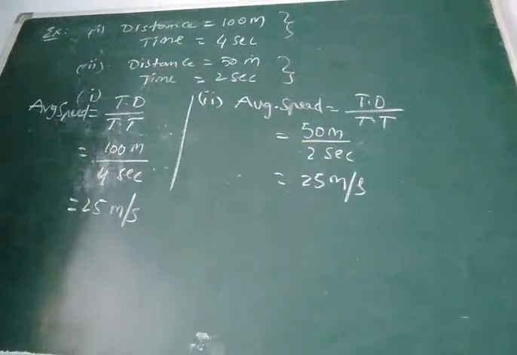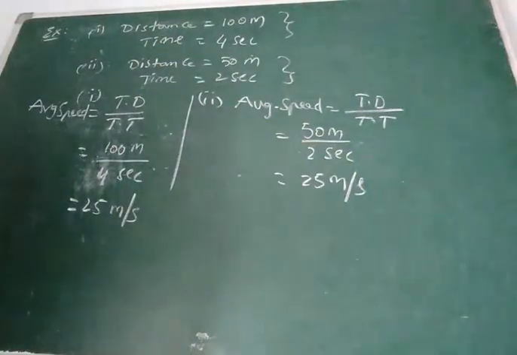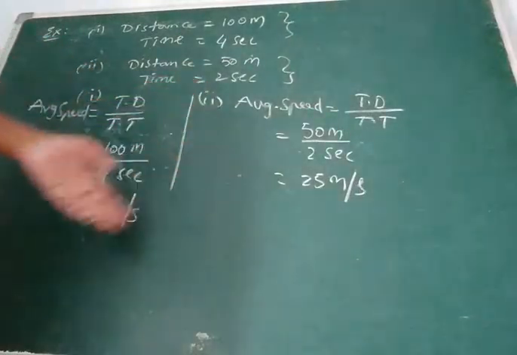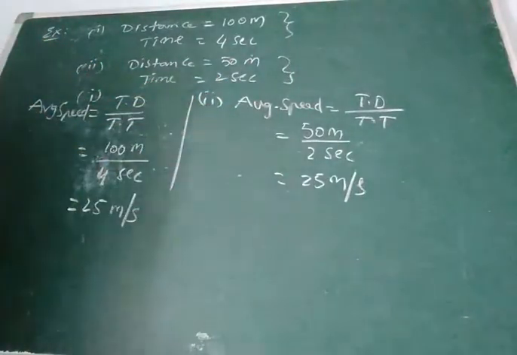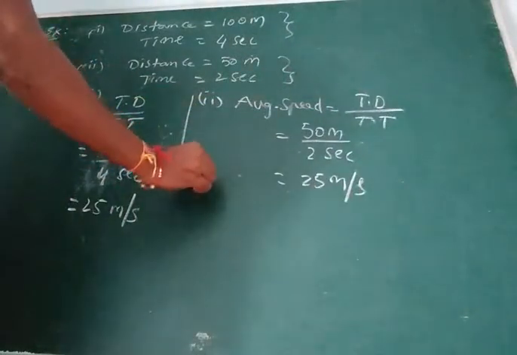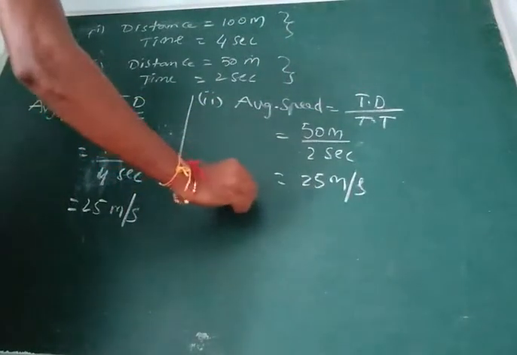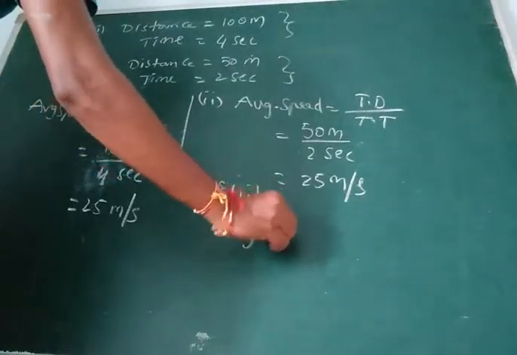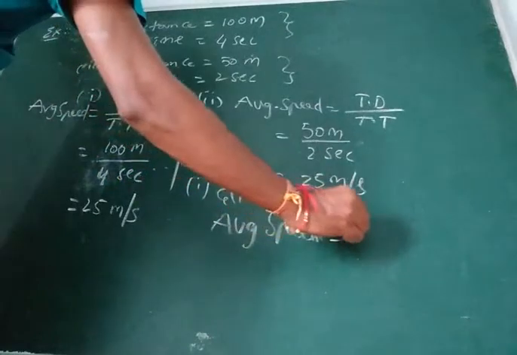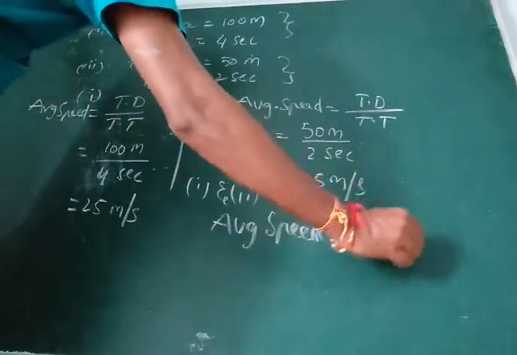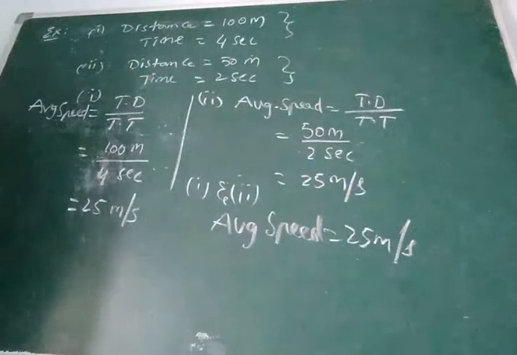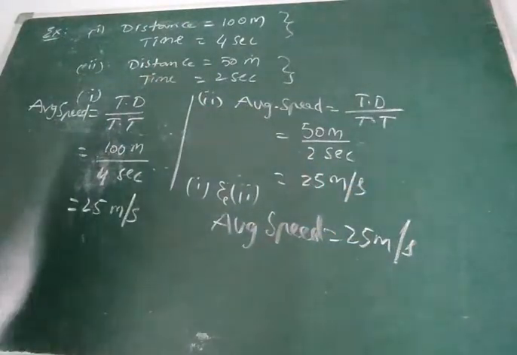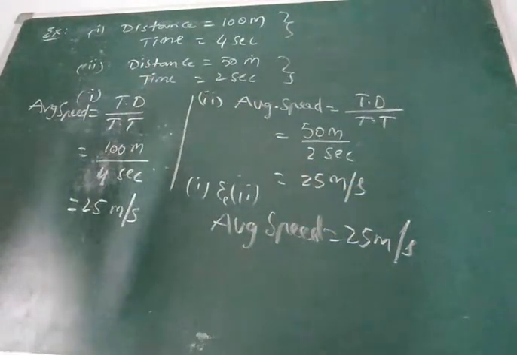What is common in both the cases? The common thing in both the cases is the speeds. So by 1 and 2, what is the average speed? The average speed is equal to 25 meters per second. The average speed in both the cases is 25 meters per second.